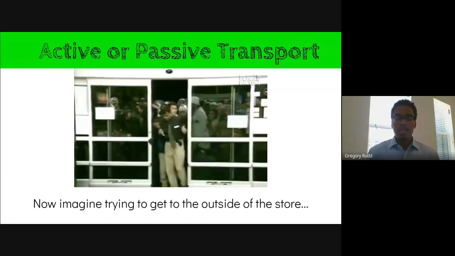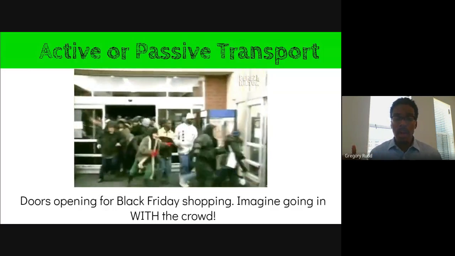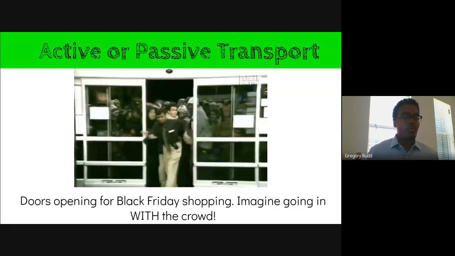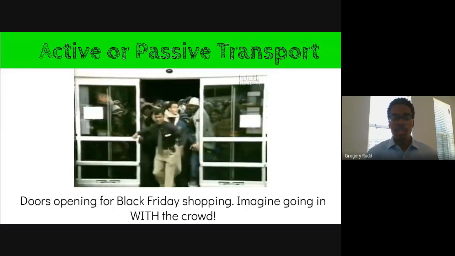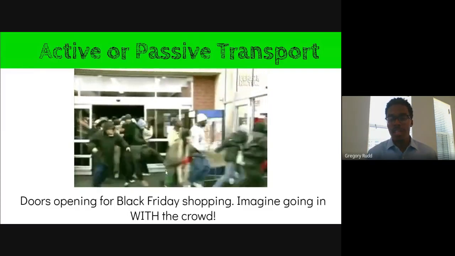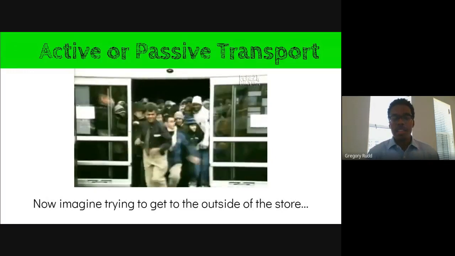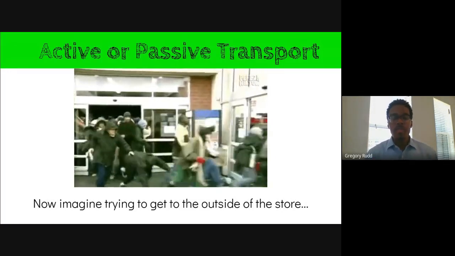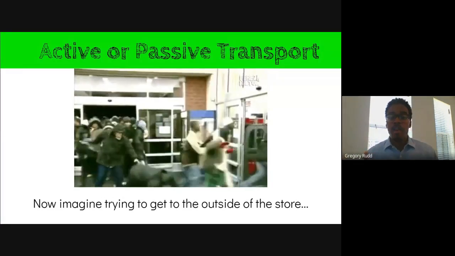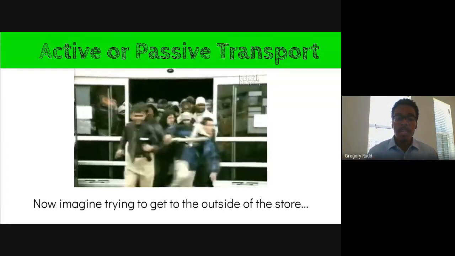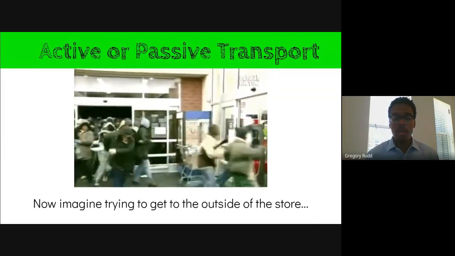In this case, when you're trying to flow with the crowd, you're running into the store, that would be passive transport. They could almost carry you in. It doesn't require much energy. You see people are just getting shoved over and falling. Actually a pretty dangerous situation. On the other hand, active transport, if I were to try to move in the opposite direction of this crowd, it would take a lot of maneuvering, a lot of energy. I'm going to have to shove and squeeze my way through huge crowds of people.